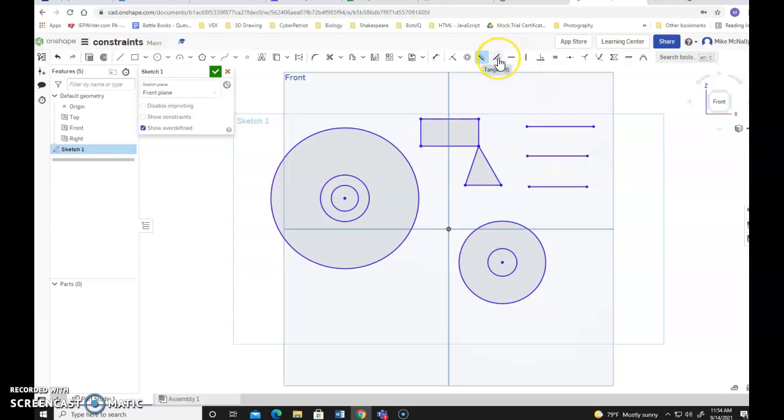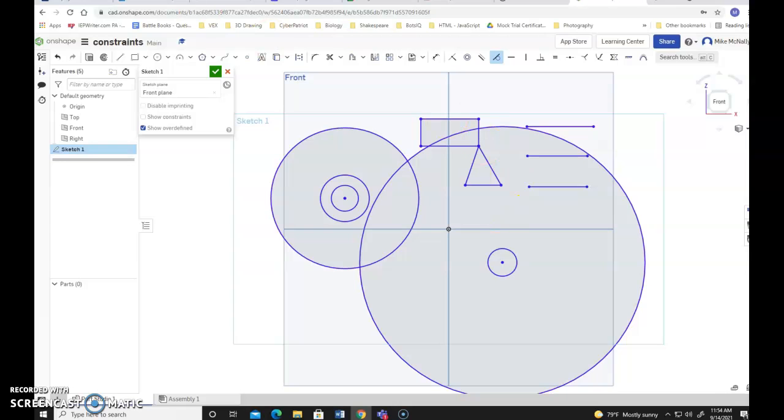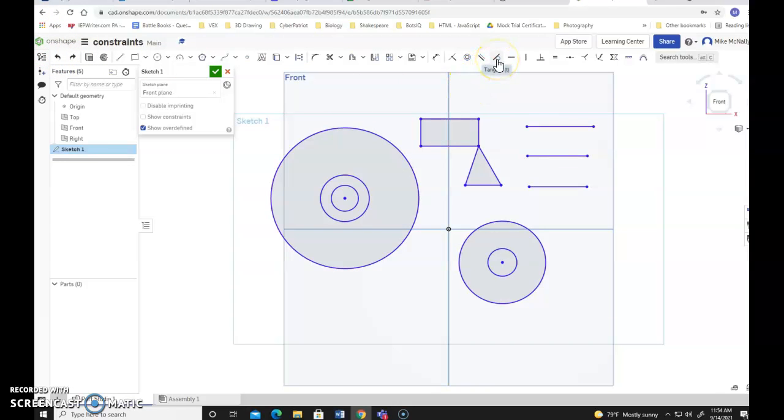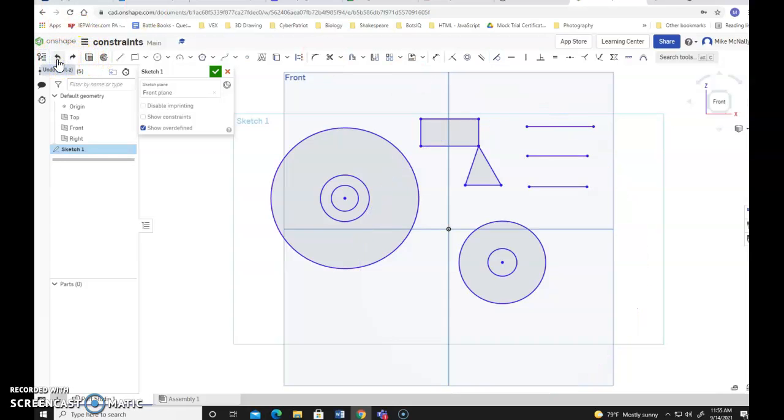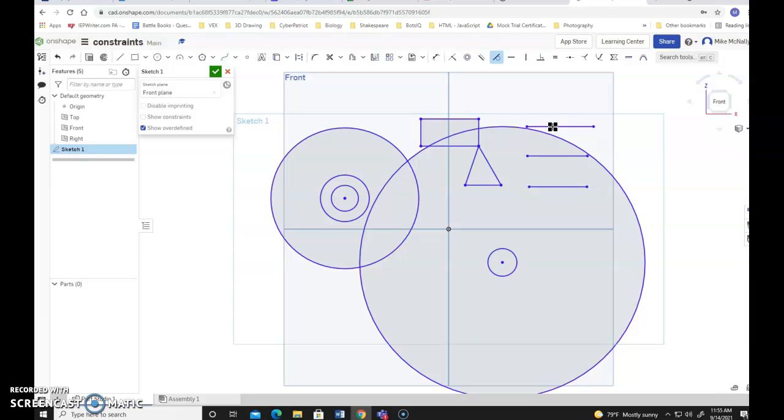What if I took my tangent? Tangent means that a line must just barely touch the surface of a circle. So let's see what happens if I try to make this line that I wanted to be parallel and make it tangent with this circle. Well, that's not what we wanted to do. So let's say tangent, line, circle. Okay, well, it's coming up here to make this tangent. Let's try this the other way around. Let's try tangent, circle, line. Same thing.